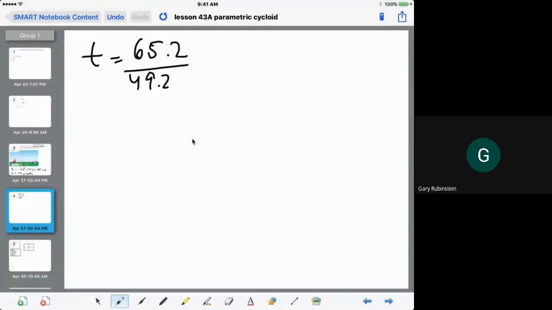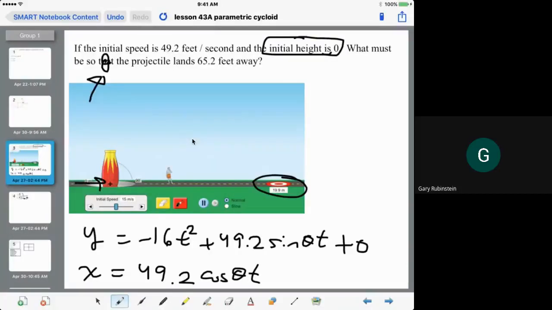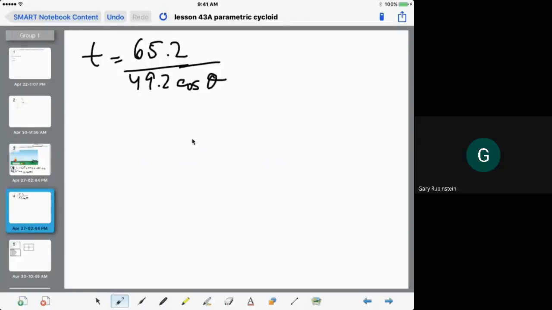Okay, back to this. It's 65.2 over 49.2 cosine theta. Now, hold on a second. Yes, I forgot, remember, we want the x value at the end to be 65.2, remember over here? So I make that 65.2 because that is my goal. But that's also when y is 0. So basically, when this thing hits the ground, which is at y equals 0, whatever time that is, y is going to be 0, while x is going to be 65.2. And that's why when I divided both sides by 49.2 cosine theta, we got t equals that.